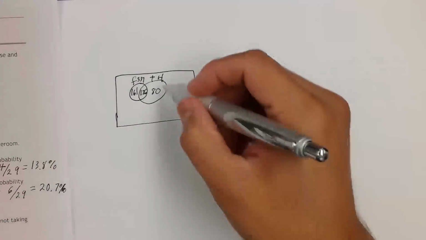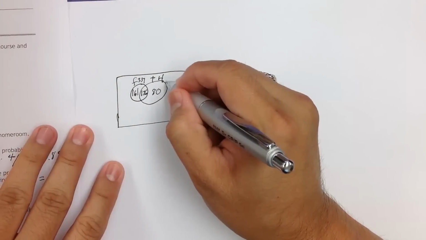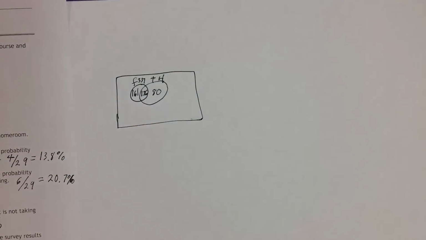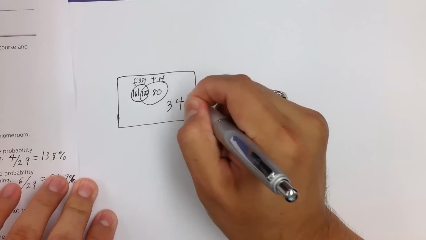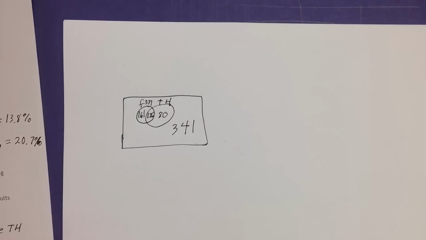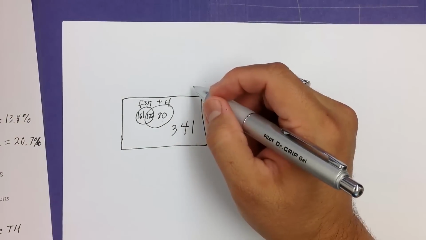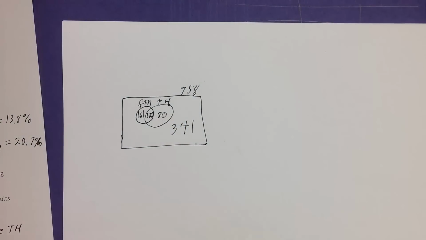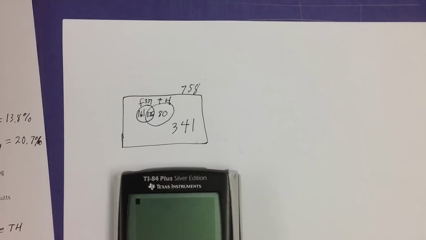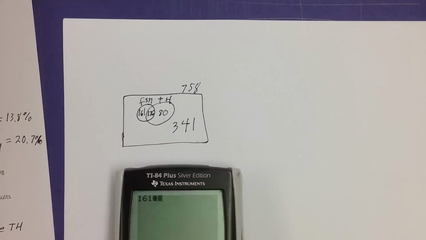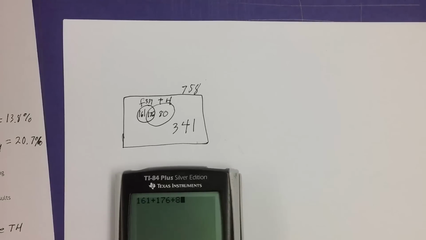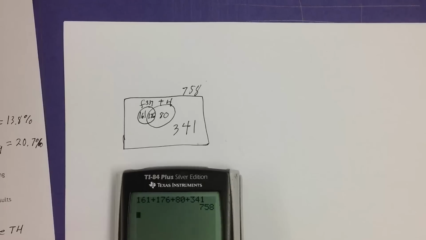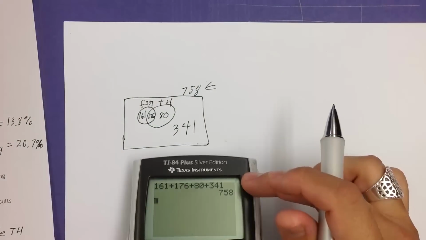Then finally we have the fact that we're looking at 421 males. So that's the total number of males, 80 of which have a two-handed backhand swing. So 421 minus 80 gives 341 males in this particular example without a two-handed backhand swing. Now we have to remember there's a total of 758, so we need to add all these numbers together to get that total. If we don't, we know we made a mistake. 161 plus 176 plus 80 plus 341. And that's a total of 758, as we can see.